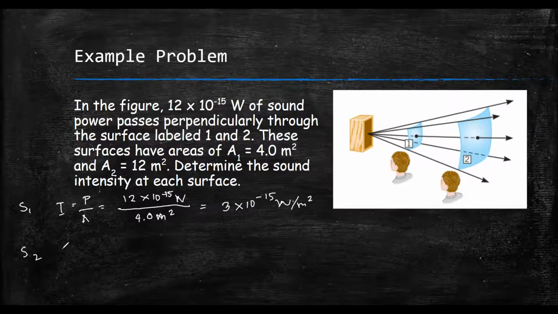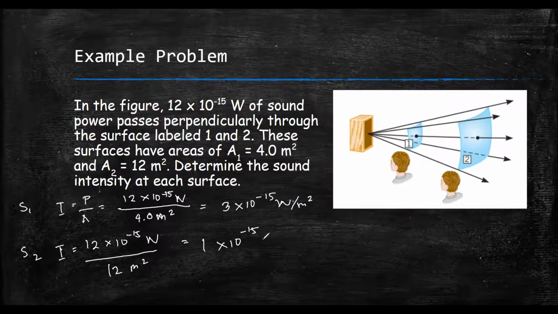And at surface 2, the intensity is equal to 12 times 10 raised to negative 15 watts over 12 square meters. Therefore, we have 1 times 10 raised to negative 15 watt per square meter.